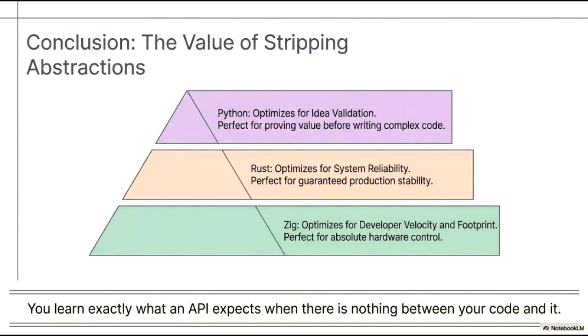As requirements shift toward production-grade robustness, Rust provides the necessary optimization for system reliability and guaranteed stability. At the most fundamental level, Zig allows for maximum developer velocity and a minimal footprint, offering absolute control over the hardware itself. By removing these intermediary layers, you gain the clearest possible understanding of an API's expectations, as there is ultimately nothing left standing between your code and the system it interacts with.